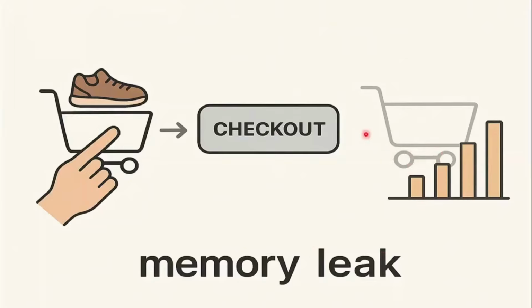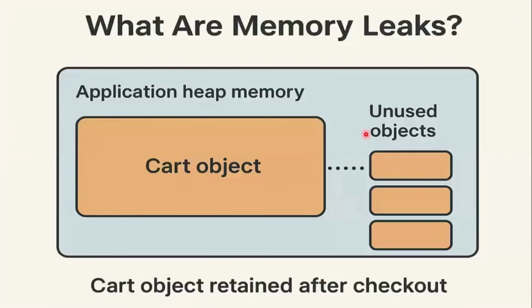Now, let's try to understand what memory leaks are. A memory leak happens when a program fails to release the memory that is no longer needed. In simple words, your application keeps holding onto objects even though they should have been garbage collected. Over time, this causes increased memory usage, more garbage collection, slower response times, and even crashes.